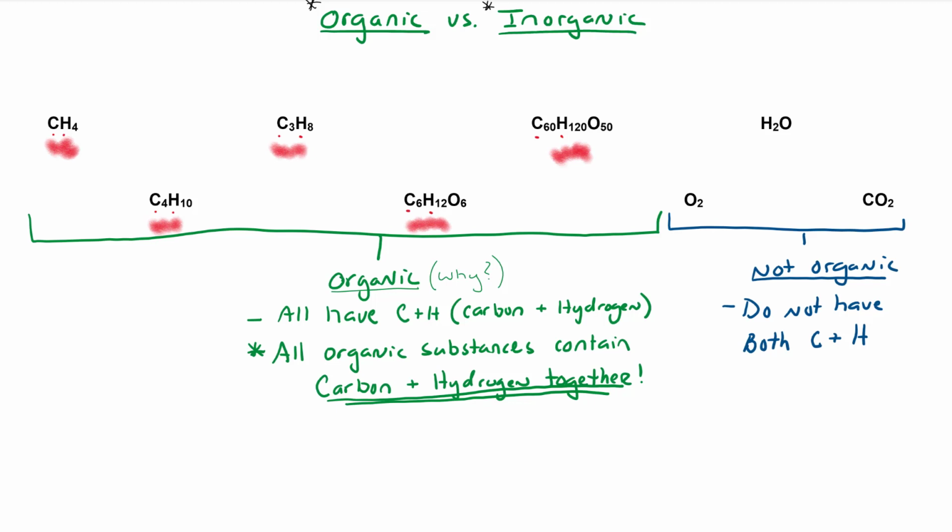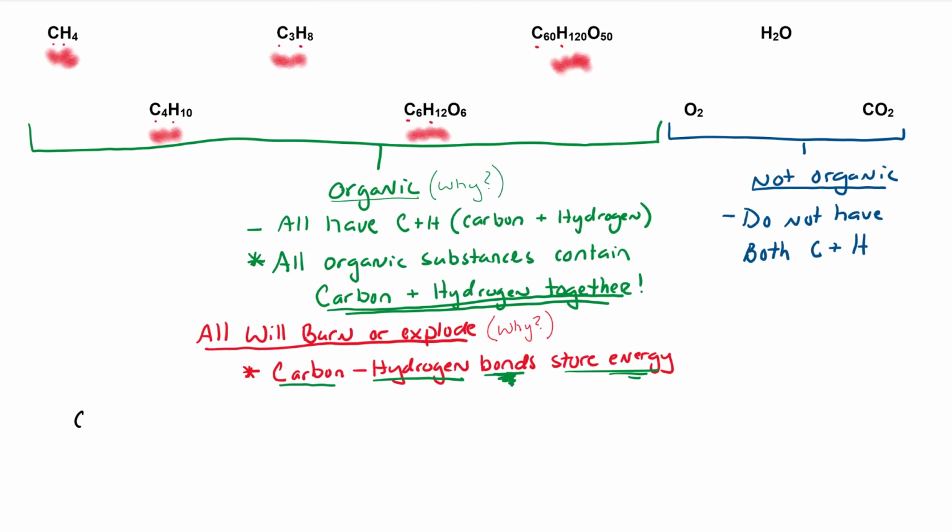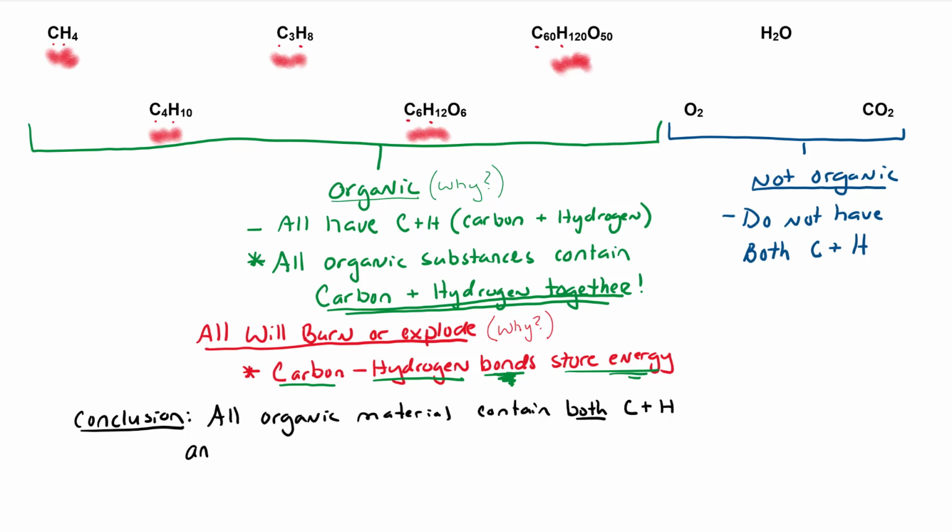The organic substances, if you take fire to them, they all will burn. That includes methane, propane, butane, glucose, oil. Why are these all going to burn? The carbon-hydrogen bonds store tremendous energy. They all have carbon and hydrogen, and the bond that holds them together stores energy. Therefore, in conclusion, all organic material contain both carbon and hydrogen, and those carbon-hydrogen bonds store energy.